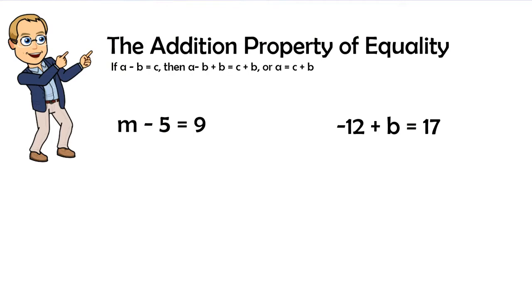Today we'll be talking about the addition property of equality. Now, when we are solving one-step equations, we need to remember that what we do on one side of the equation, we need to do on the other side of the equation. This allows us to make sure that we maintain the integrity of the equal sign.